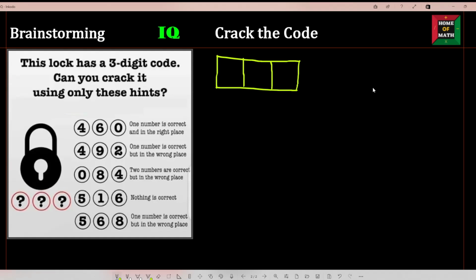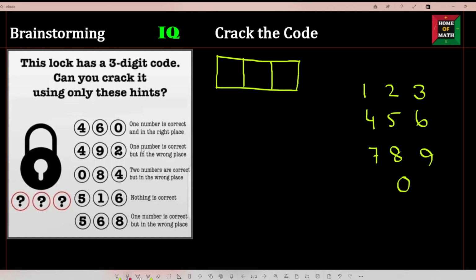Okay, and look, 1 2 3 4 5 6 7 8 9 and 0. So look, first hint, here are 3 numbers: 4 6 0. 1 number is correct and in the right place, but we don't know the number. Next, 1 number is correct but in the wrong place.